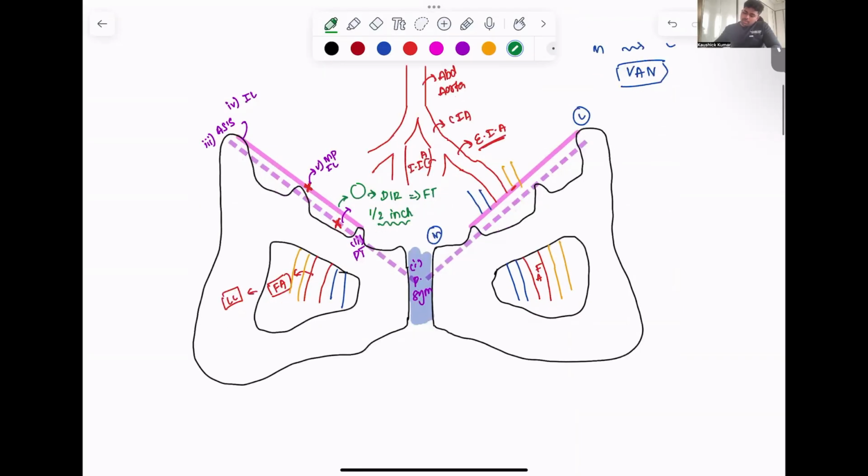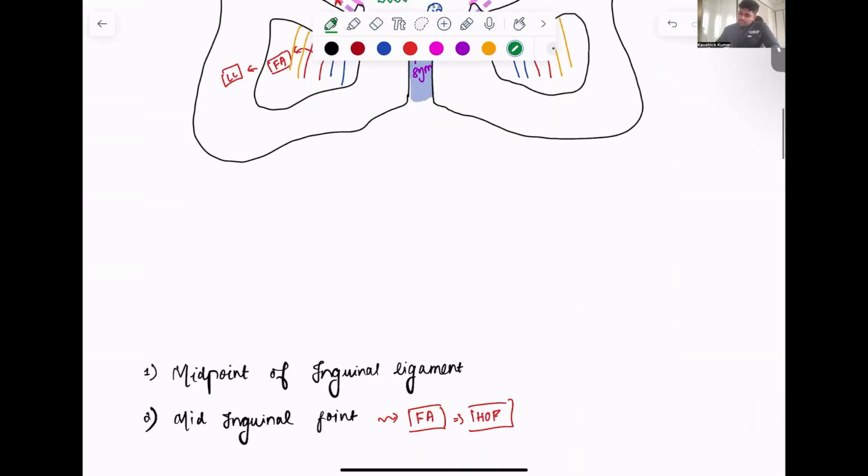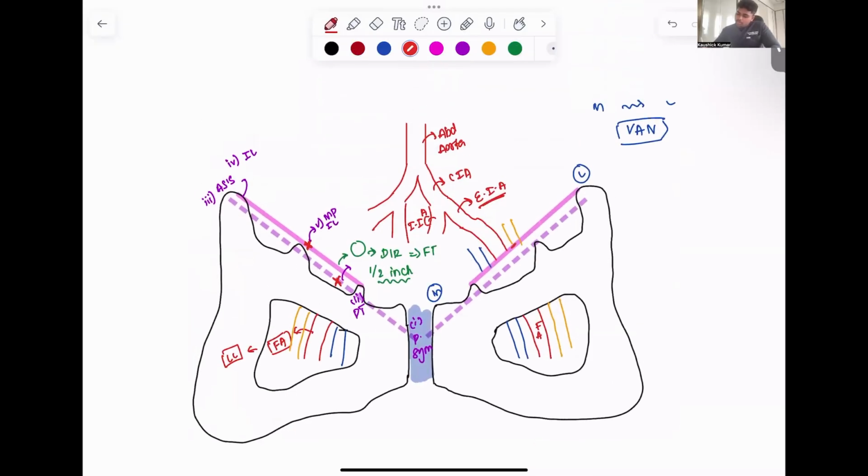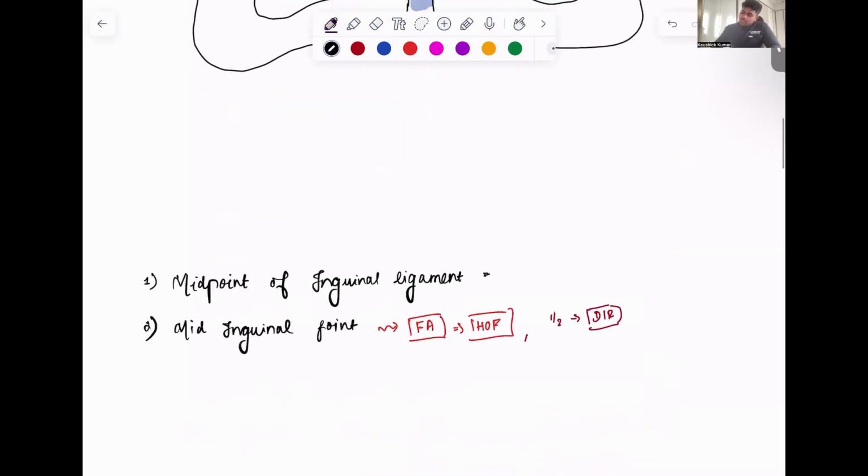So at mid-inguinal point, we have femoral artery against head of femur, and half an inch above mid-inguinal point, we can locate deep inguinal ring. So what about midpoint of inguinal ligament? So this is your midpoint of inguinal ligament, and this is your mid-inguinal point. As you can see in this image, femoral nerve lies beneath midpoint of inguinal ligament.